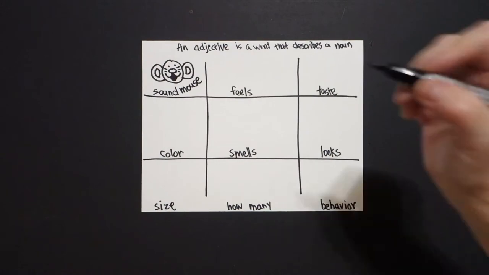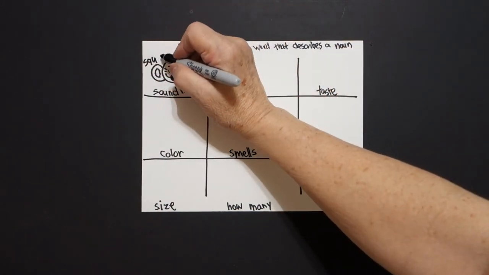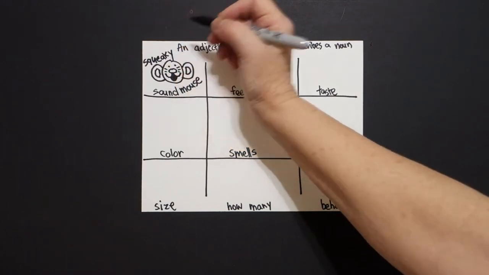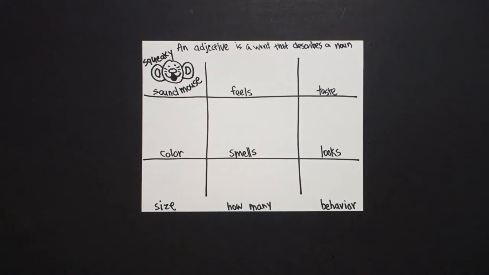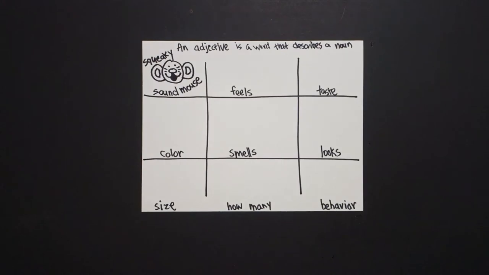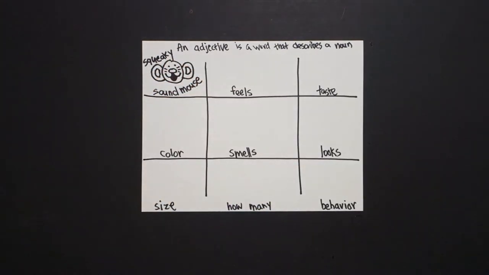And what is my mouse doing? My mouse is squeaky. It is a squeaky mouse. The adjective is squeaky. The noun is mouse. Squeaky describes the mouse. So now I know by sound I have a squeaky mouse.